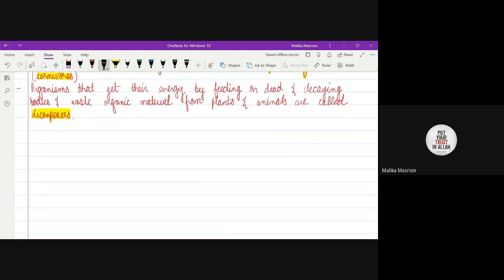Now, if we talk about the energy losses, energy is lost as it moves along the food chain. Firstly, when an organism uses glucose or other organic compounds for respiration, some of the energy released is lost as heat to the surroundings.